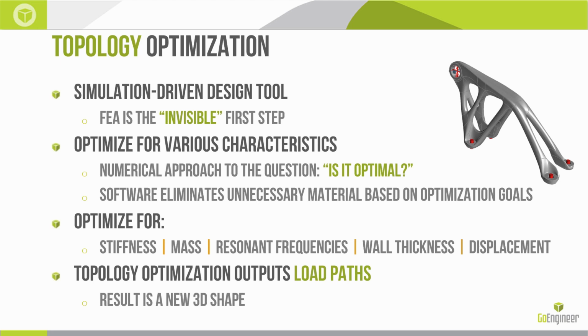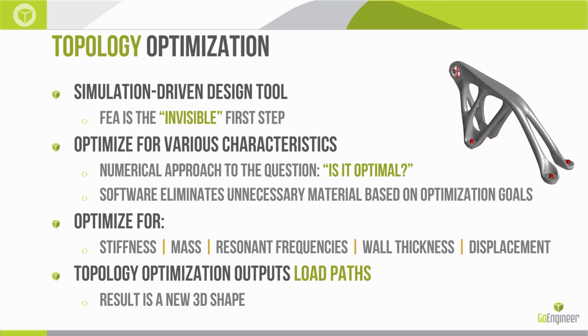When we set up an optimization study, we are always setting a target or a goal. I want the minimum amount of mass, or I want the maximum stiffness to weight ratio. I want to work around certain resonant frequencies, potentially. I want to minimize displacement in this area. These are goals, and what the software does is it runs through a simulation study, and then it starts to remove material trying to target these different goals.